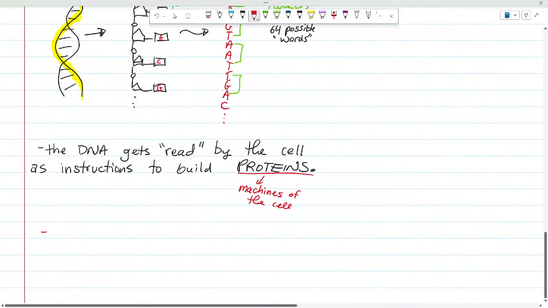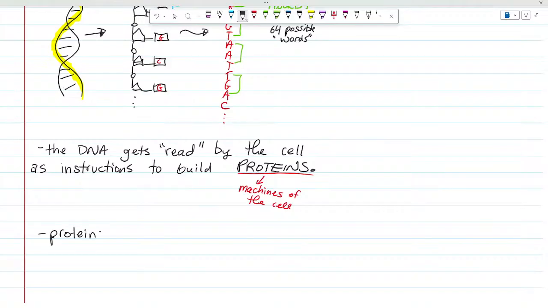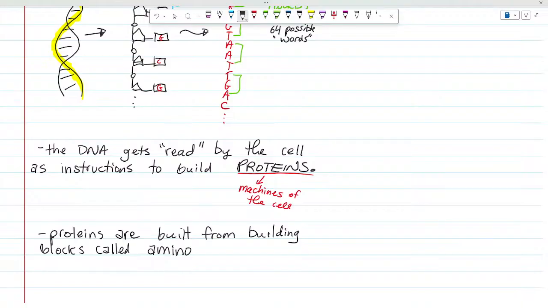And proteins are made of 20 different amino acids put together. So proteins are built from building blocks called amino acids. And again, this is a little bit beyond the scope of this course, so I don't need you to memorize this. I just want you to understand it.